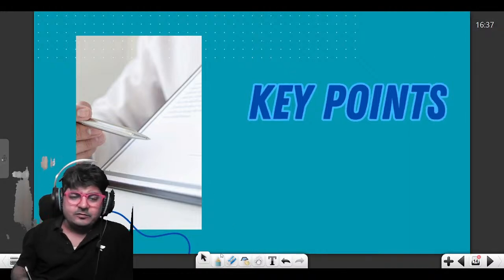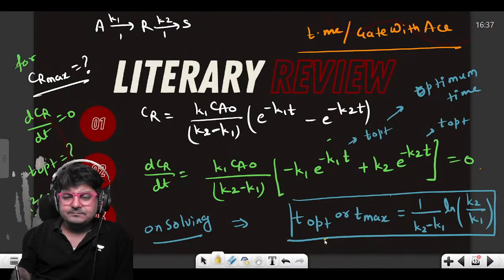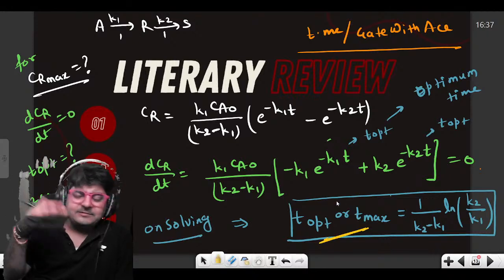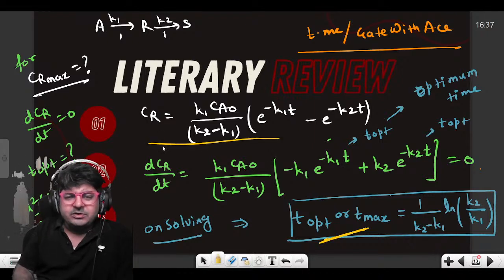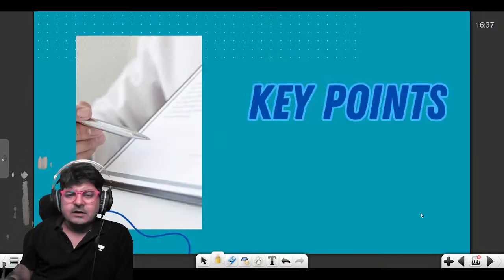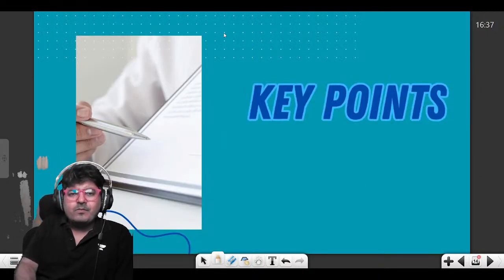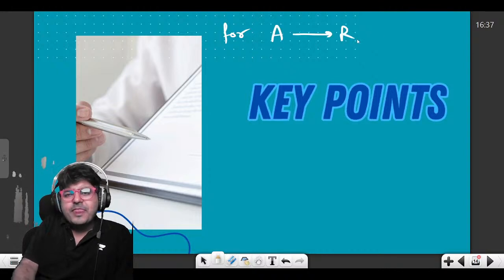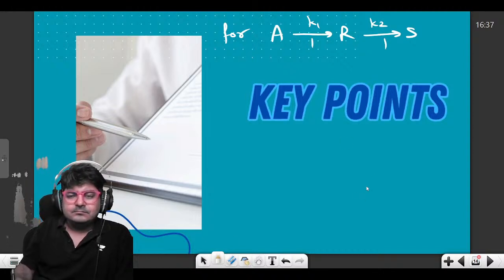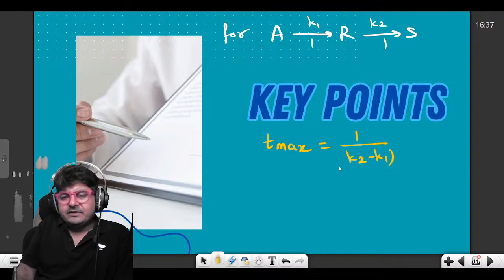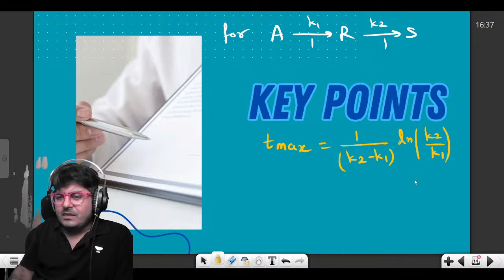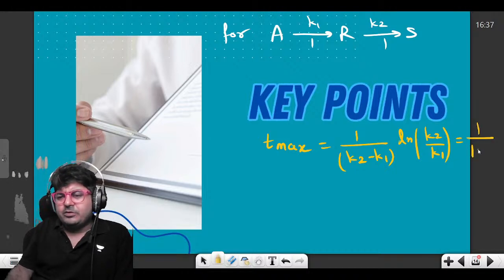Okay, and here when you will put this value of t optimum, that will be t opt max only. In the second derivative, if you wish you can try, otherwise no need. Put this value of t optimum here and you will get CR max. So let me write it for this reaction, first order series reaction, t max is coming out to be 1 upon k2 minus k1 times of ln k2 by k1. Okay, and if you wish you can also write it as 1 upon k ln.